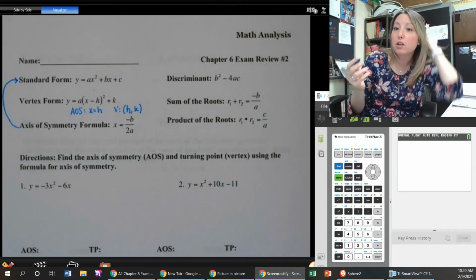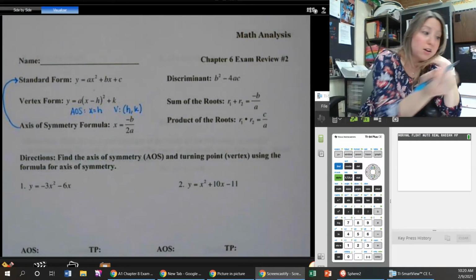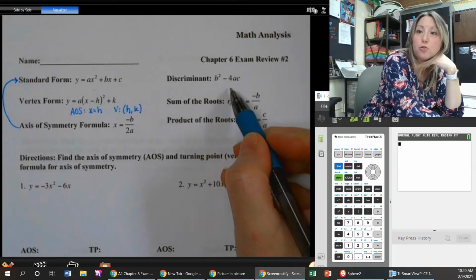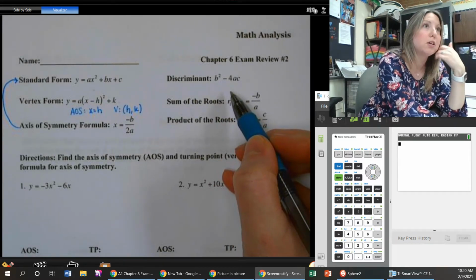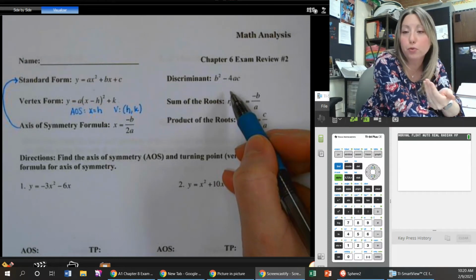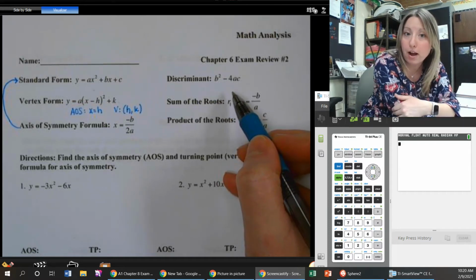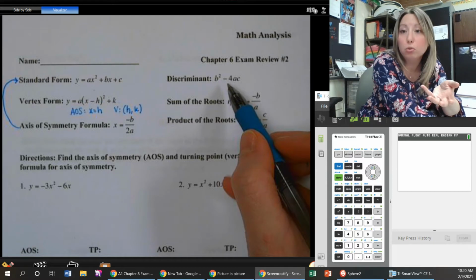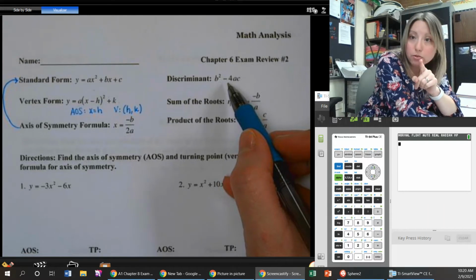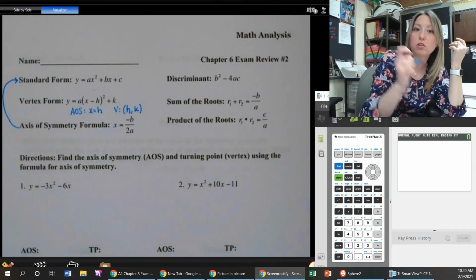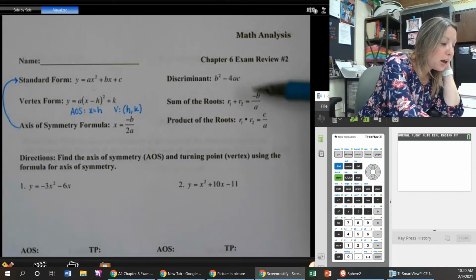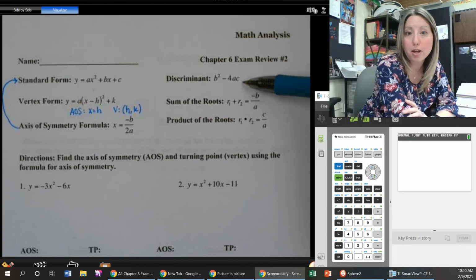Notice the discriminant does come from standard form as well. So this is just the stuff under the radical in your quadratic formula. And that tells me the number and type of roots that my quadratic will provide me. You know, it's two rational, two imaginary, two irrational, or one real, which really is just the vertex being touched. So that's where we use the discriminant.